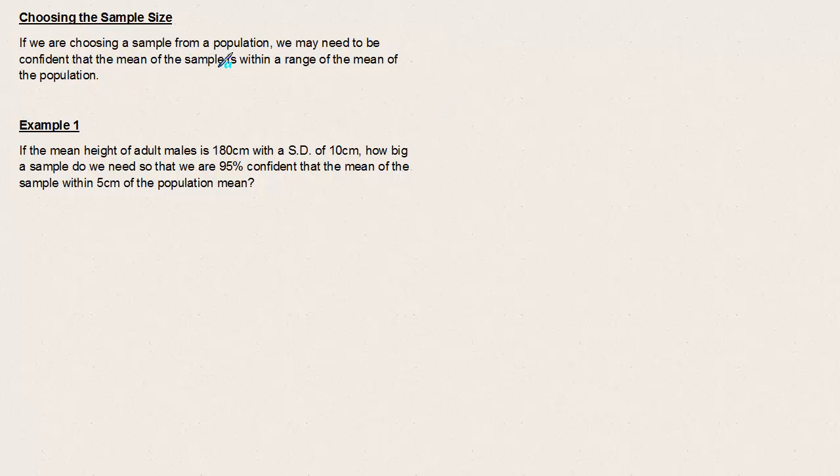If we're choosing a sample from a population, we may need to be confident that the mean of the sample is within a range of the mean of the population. If the mean height of adult males is 180 centimeters, with a standard deviation of 10 centimeters, how big a sample do we need so that we are 95% confident the mean of the sample is within 5 centimeters of the population mean? So what we're saying is that the mean is 180 and we want to be between 175 and 185, so within 5 centimeters of the population mean.